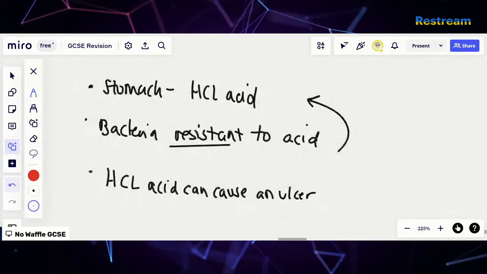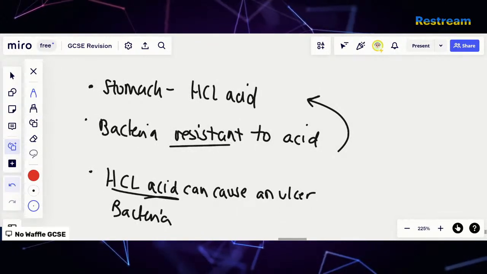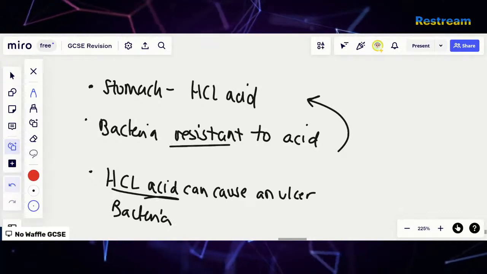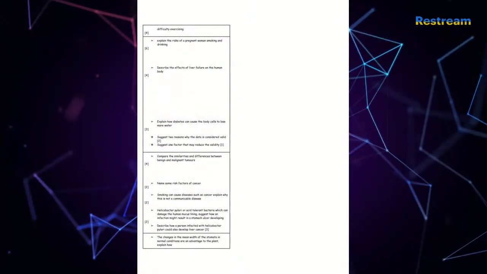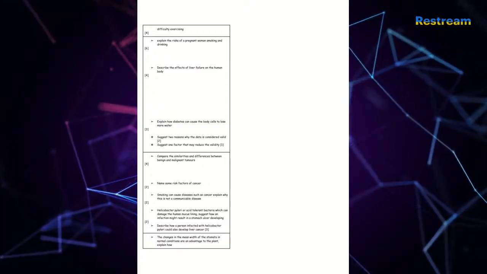The hydrochloric acid, or more the bacteria, can then cause an ulcer in the stomach because it's not protected from the hydrochloric acid because it's resistant to it. Describe how a person infected with Helicobacter pylori could also develop liver cancer.